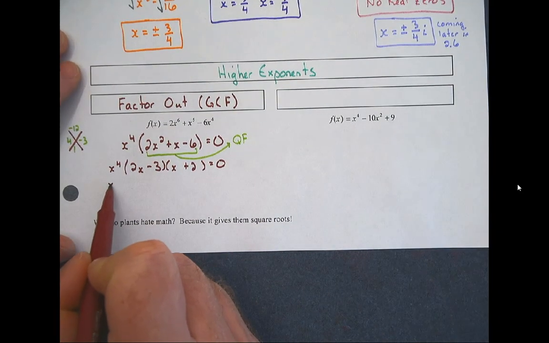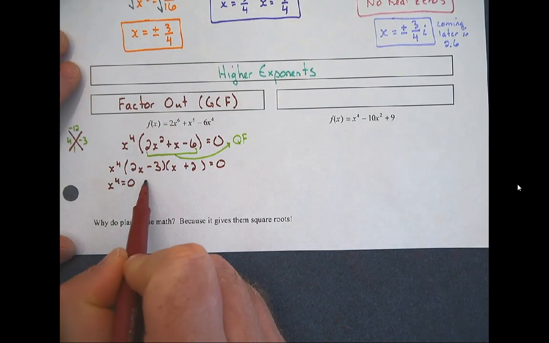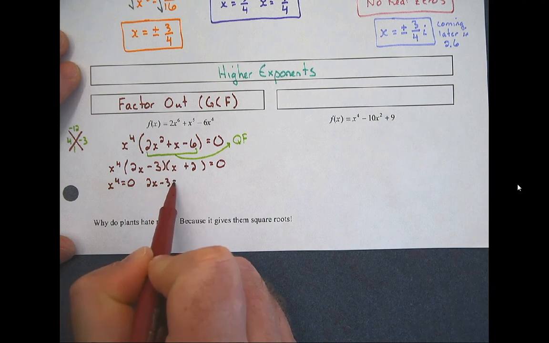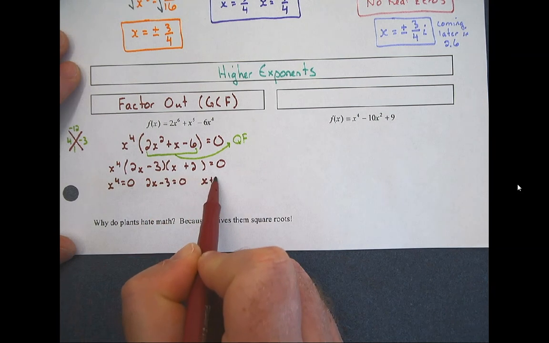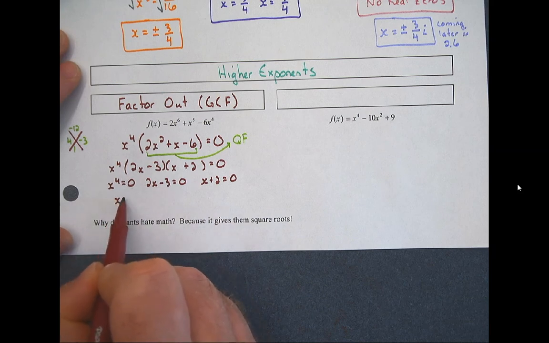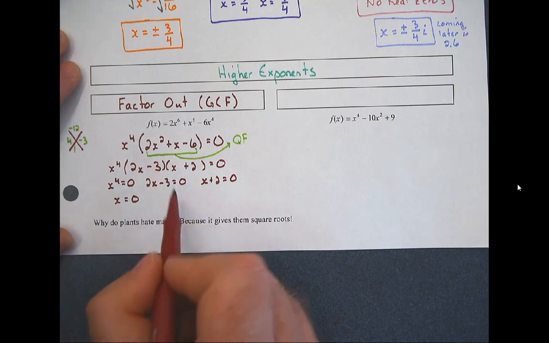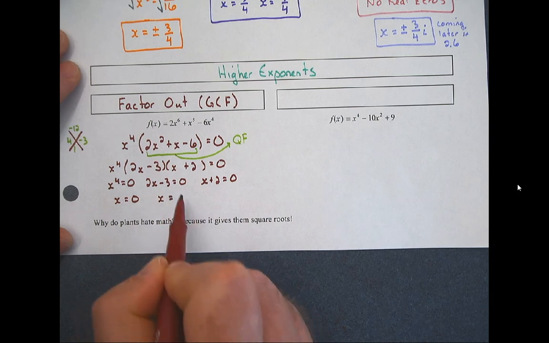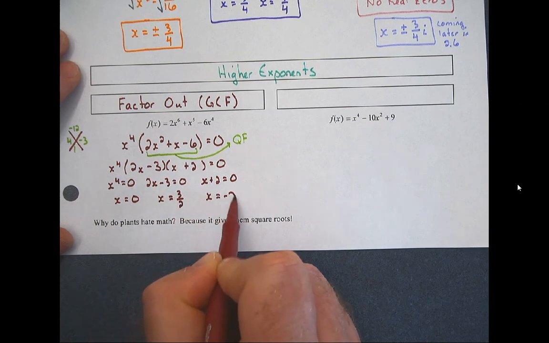So x to the fourth equals 0, 2x minus 3 equals 0, and x plus 2 equals 0. Now I can solve this, x equals 0, but be careful. Well, let's just go through, I'll point that out in a second. x equals 3 halves, x equals negative 2.